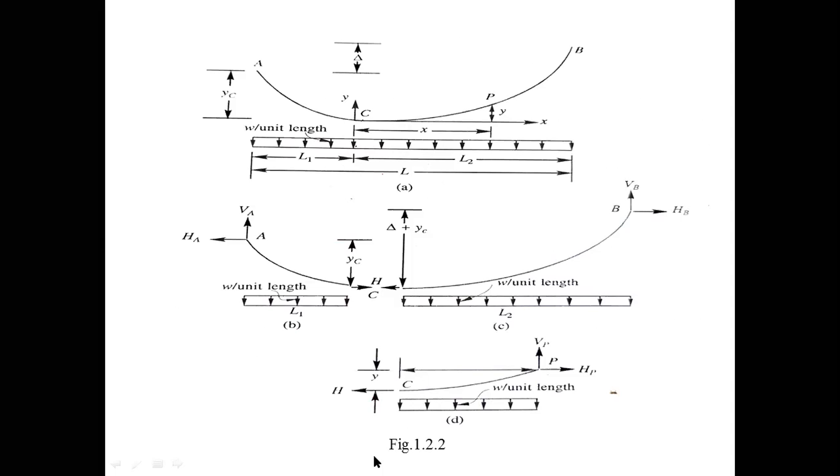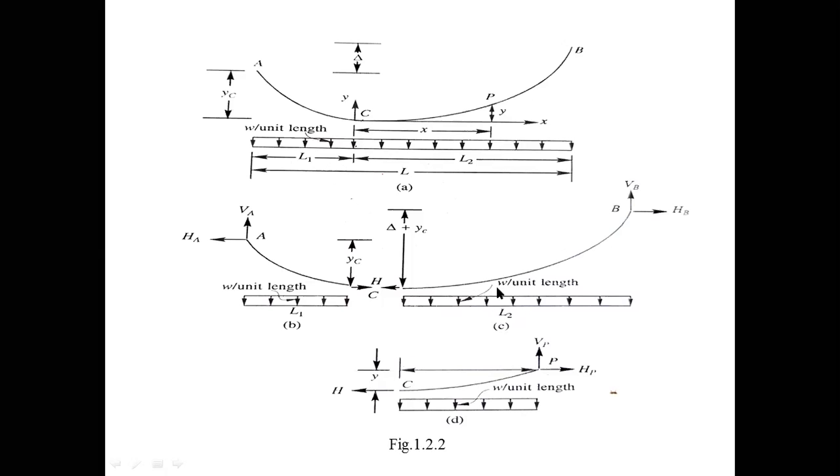Figure C, figure B, figure C, and figure D. This is figure D. Let us consider the same: L1 you know, L2 you know, the YC position is known, X is known, all these things are known in the derivation part. Let us consider, referring to figure D, equilibrium of the vertical forces acting on portion CP.